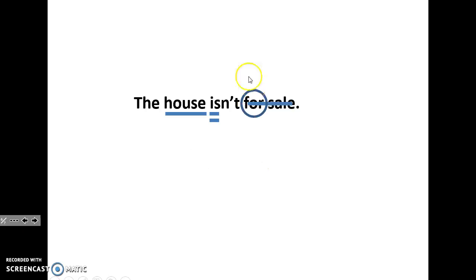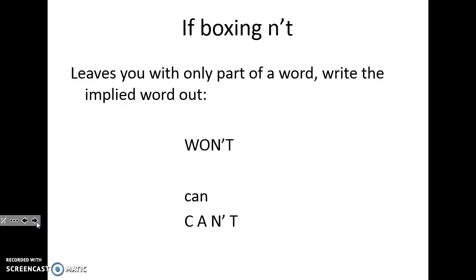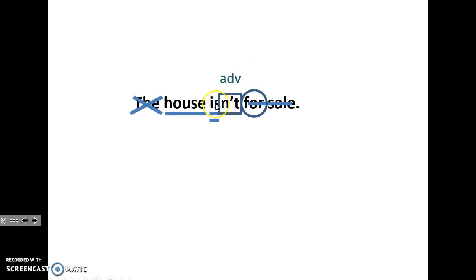However, we've got that little contraction here, N'T. We know that stands for not. Box out the N'T and write ADV above. Cross out the. If you're boxing N'T and it leaves you with only part of a word, write that implied word out. So in this last example, is is your verb. Remember, it's just a state of being, right? That's your verb in this particular sentence, and it's the whole word.